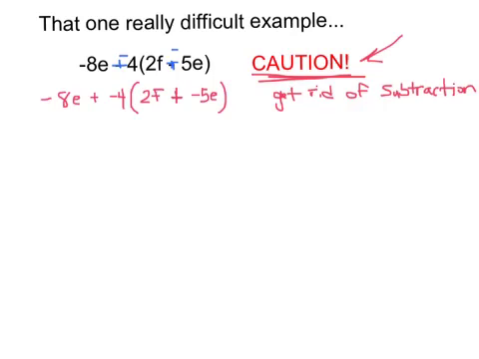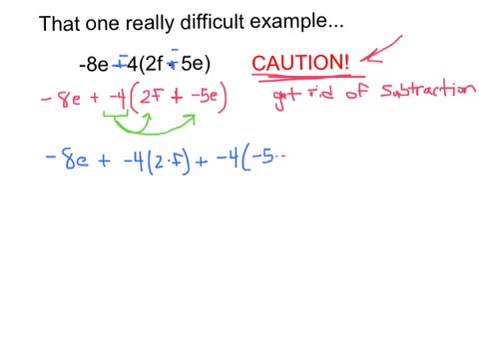So what I'm actually distributing instead is a negative 4 times 2f and then a negative 4 times negative 5e. And if I write that all out, I get negative 8e plus negative 4 times 2 times f plus negative 4 times negative 5 times e. Now remember, I'm using parentheses so that I can separate our negative signs so I don't get confused on what's negative, what's a subtraction, and all that kind of stuff.